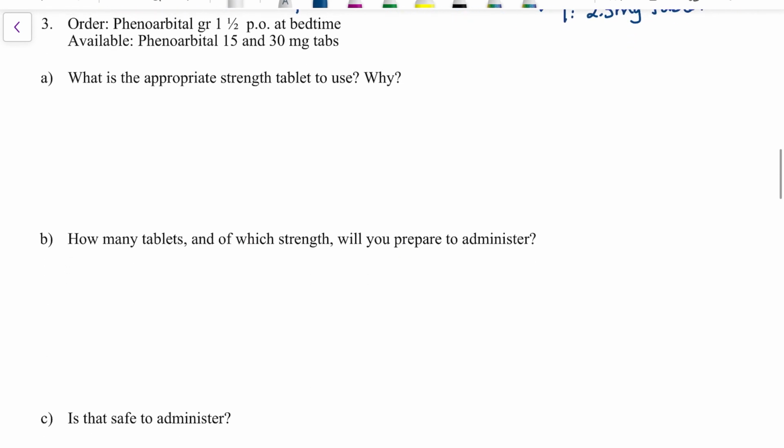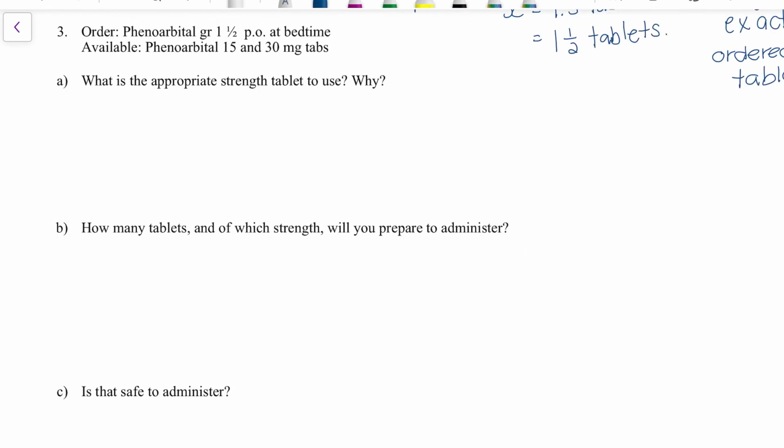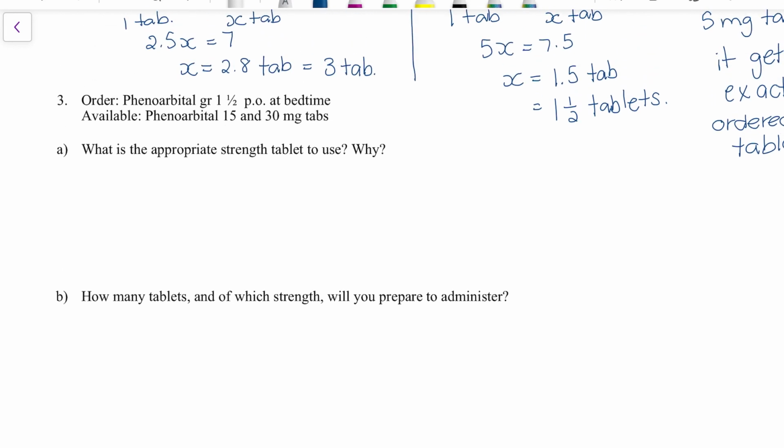Let's look at this next one. So this one, we have 1.5 grains by mouth at bedtime, and available to us is 15 and 30 milligram tablets. It doesn't say anything about them being scored, so that means I'm going to have whole numbers again. It wants to know what is the appropriate strength of tablet to use and why. Well, the first thing I need to look at is what is the grains to milligrams, and again, 1 grain equals 65 milligrams. So let's do that conversion first.